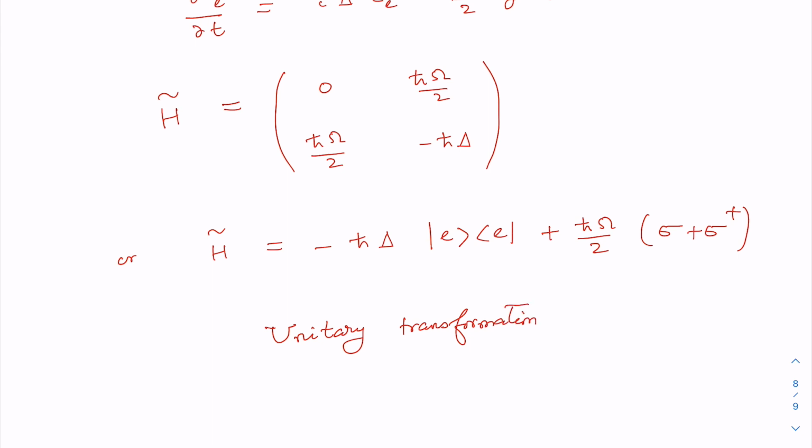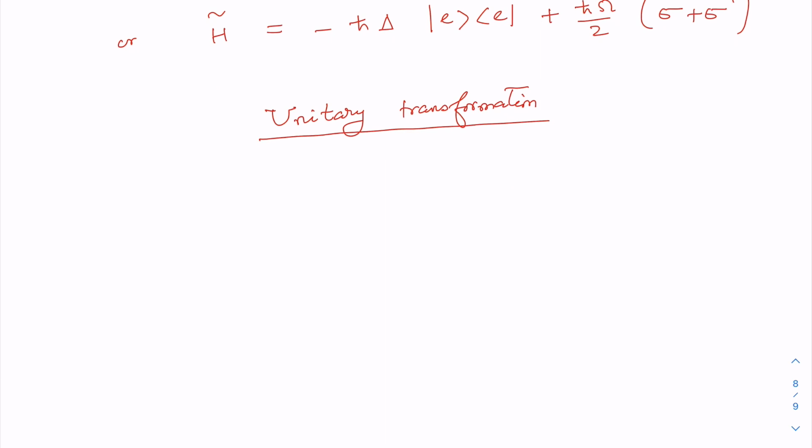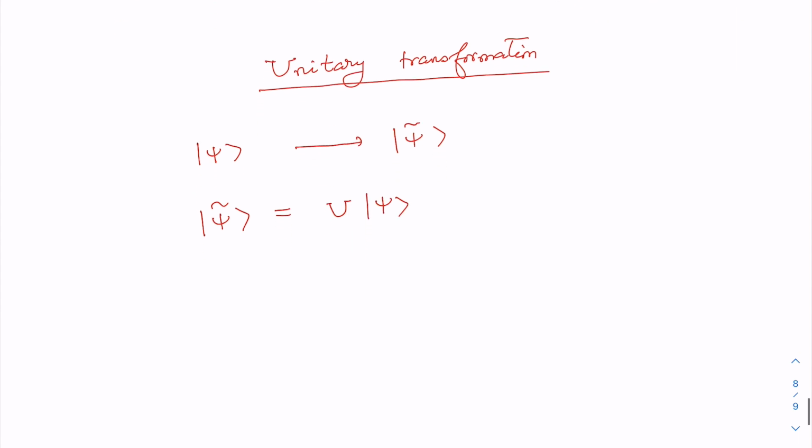I think I have already discussed unitary transformation in lecture 1, but considering its significance, let me once again remind you about it. Suppose we have a unitary transformation that takes us from the state vector psi to a new state vector psi tilde, say psi tilde is equal to U psi, where U is the unitary transformation. Now the question is, how does the Hamiltonian transform?